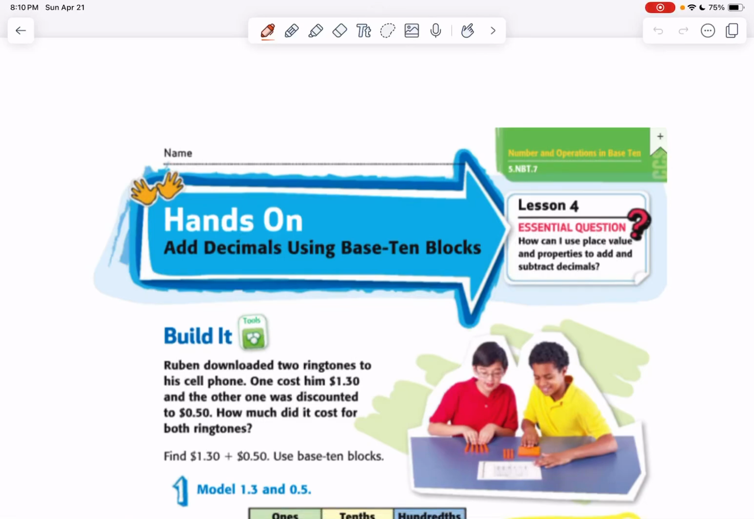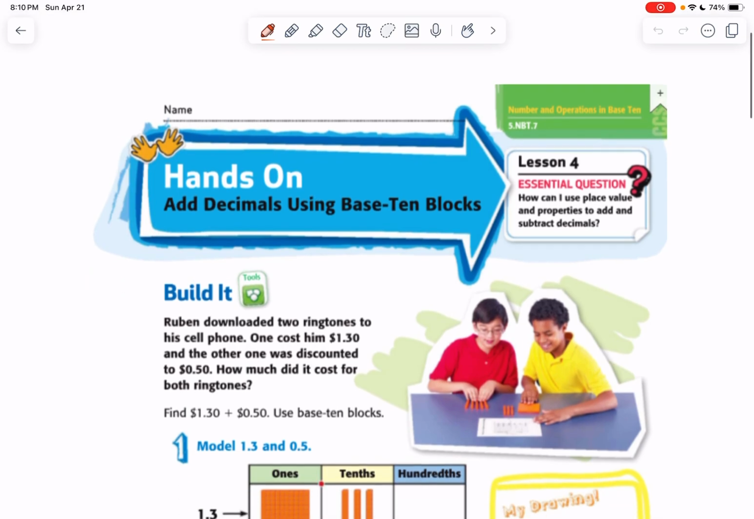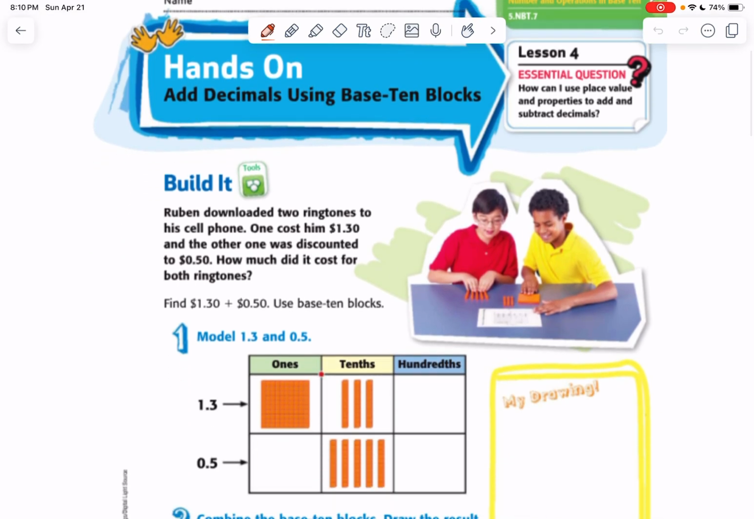Hello, fifth graders. I'm checking in today with Chapter 5, Lesson 4, Hands-on, Add Decimals Using Base 10 Blocks. You can draw this or feel free to go to the drawer and get the base 10 blocks. If you'd rather do it physically, that's totally fine too.